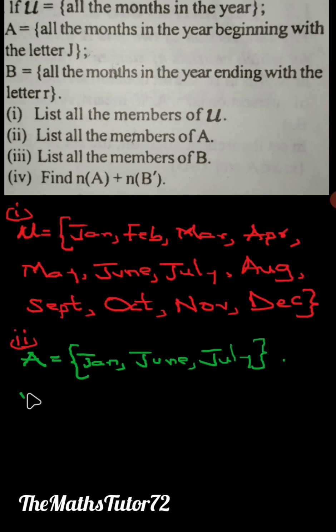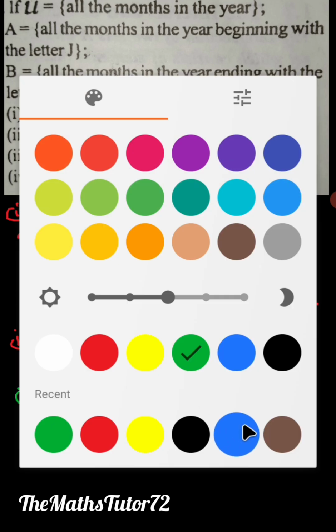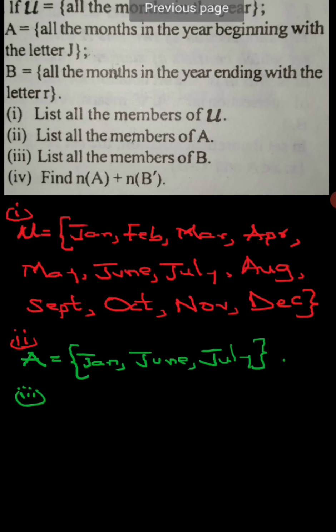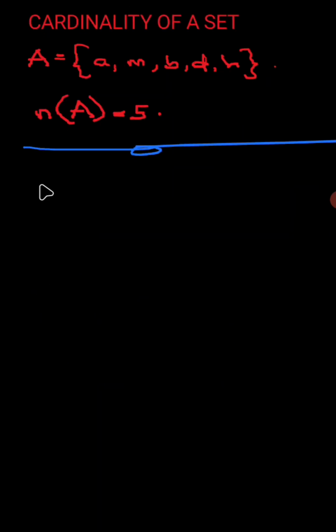Then next we have three. I'm using that color for that as well. So blue: all members of B, all the months in the year ending with the letter R. Since we didn't write the letters in full, let's go back to this place and put it here like this.